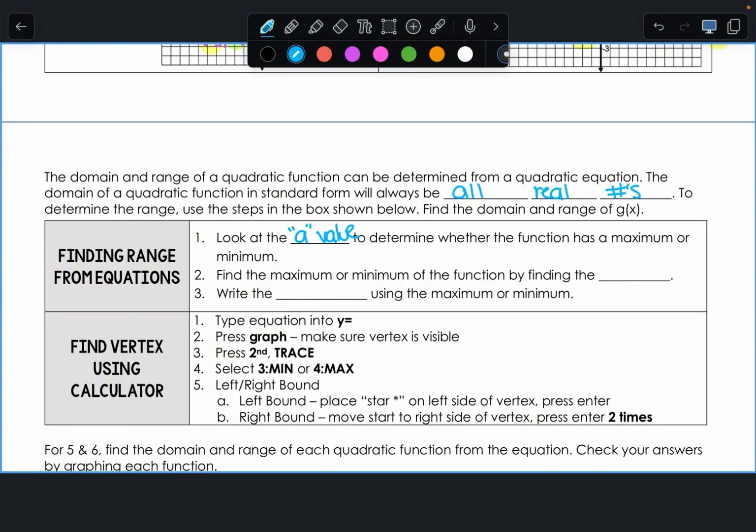Number 2, find the maximum or minimum of the function by finding the vertex. You need to find the vertex, so I wrote the steps for finding the vertex. You're going to write the inequality using the maximum or the minimum, okay? So we're going to do that a couple of times.